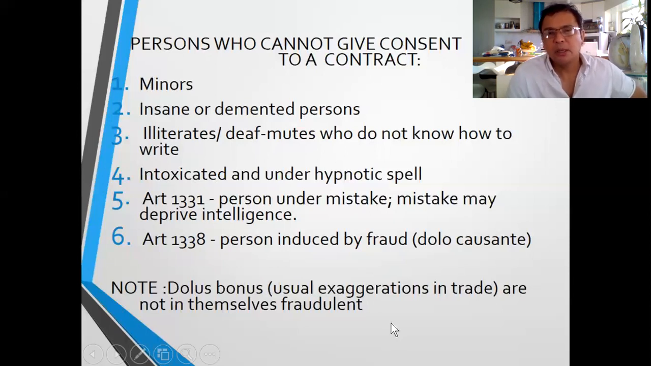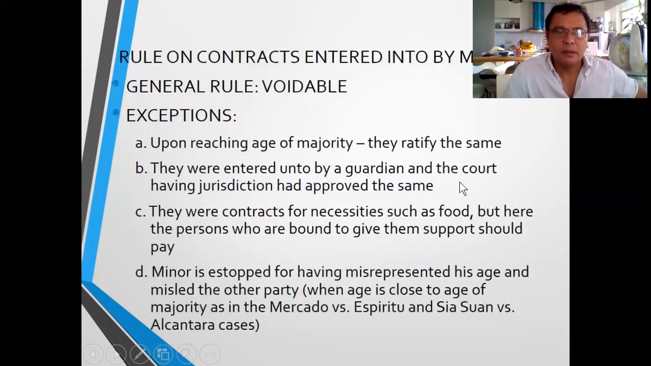So meaning they can be valid. Voidable is a contract which can be valid. Okay. So the rule on contracts entered into by minors is generally voidable. But upon reaching the age of majority, if the minor ratifies the contract, then the contract becomes valid. So what is ratification? I think we already discussed this in the first part. Ratification is the agreement of the minor, and he is no longer contesting the sale or the contract.